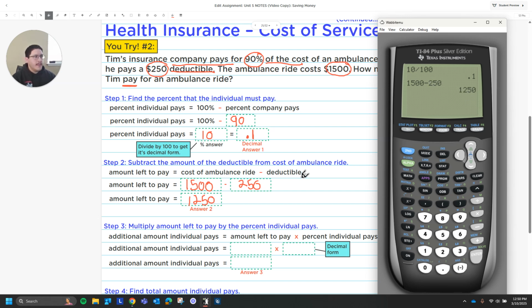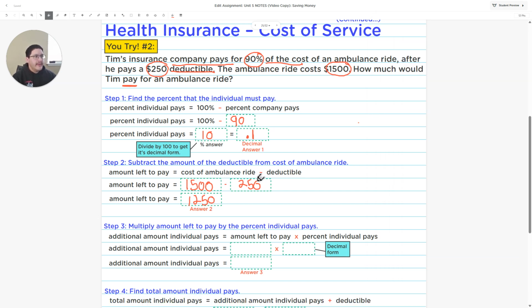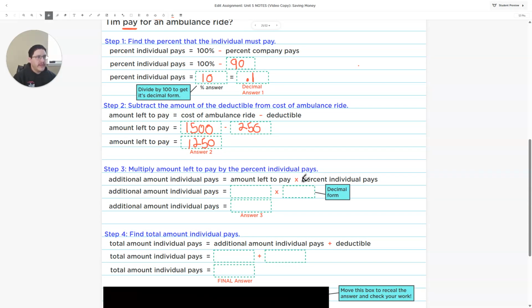There we go, $1,250. So now that the deductible has been paid, insurance will cover 90% of it, and Tim will cover 10% of it. So let's figure out what Tim will have to pay. Now we're going to multiply the amount that's left to pay times what he is responsible for, which is 10%, 0.1.